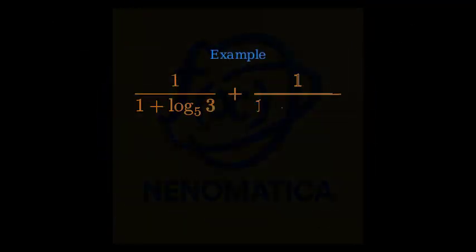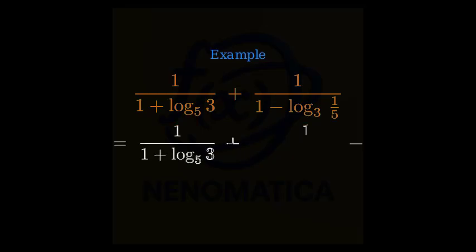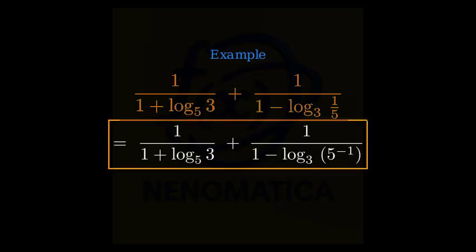We will carefully transform it, one line at a time, keeping the order identical to the worked solution. Step 1. Replace 1 over 5 by 5 to the power negative 1. Step 2. Use the power rule for logarithms. Log base 3 of 5 to the power negative 1 equals negative 1 times log base 3 of 5. That makes the denominator become 1 plus log base 3 of 5.